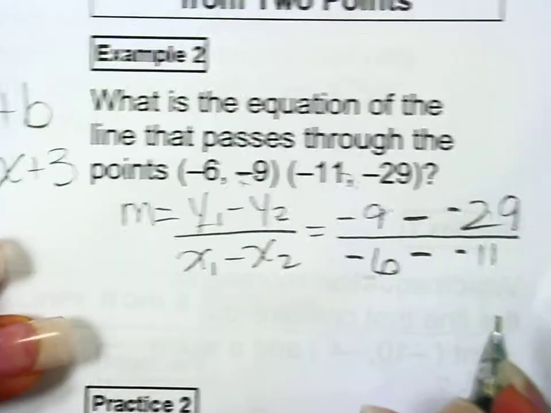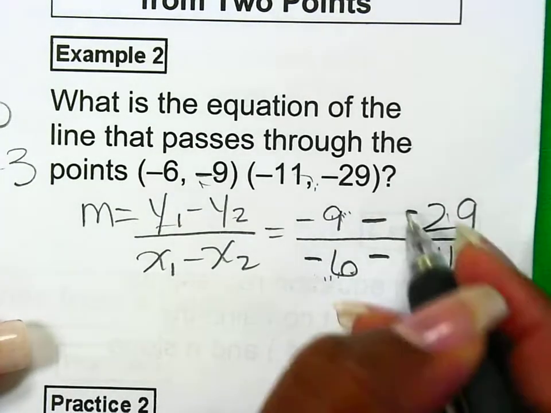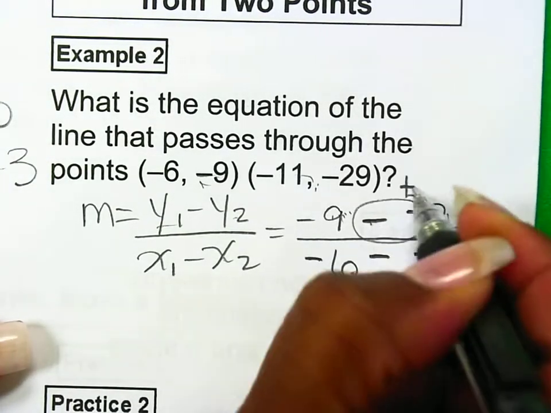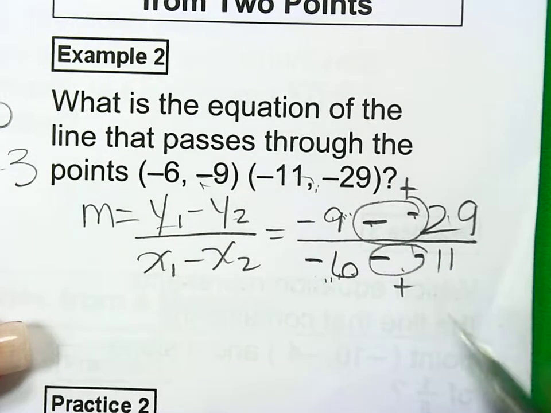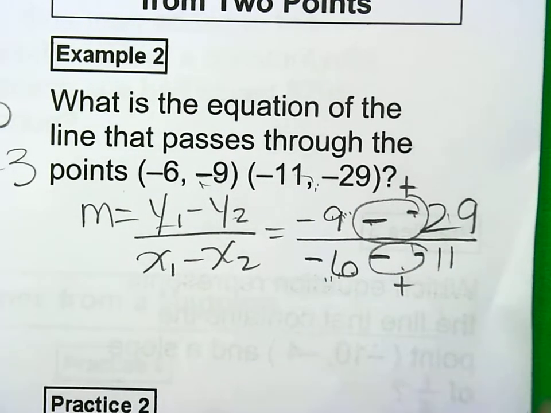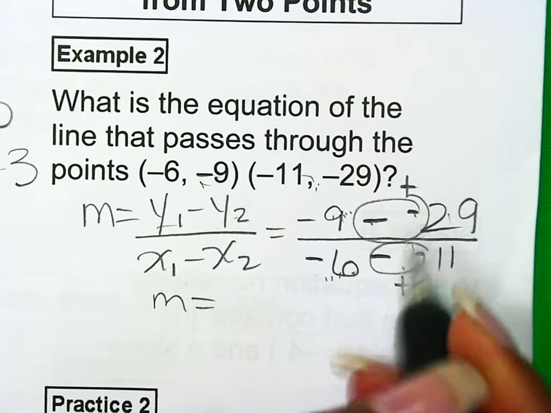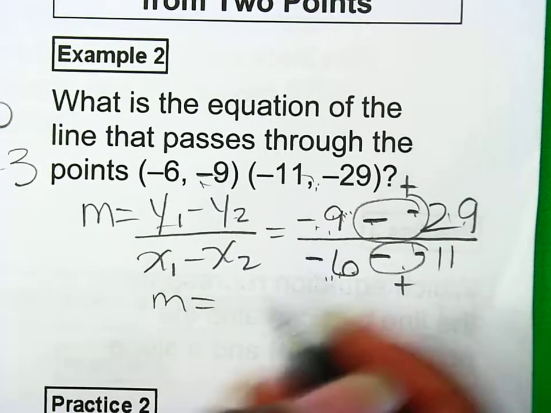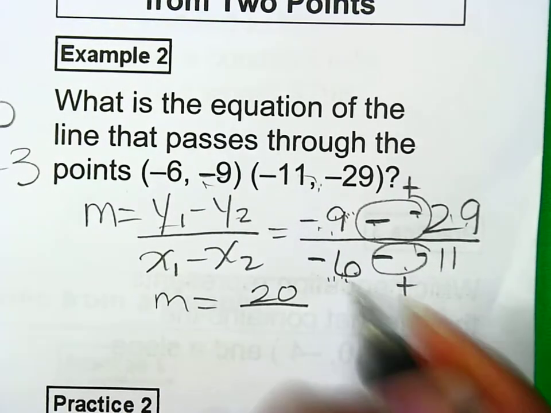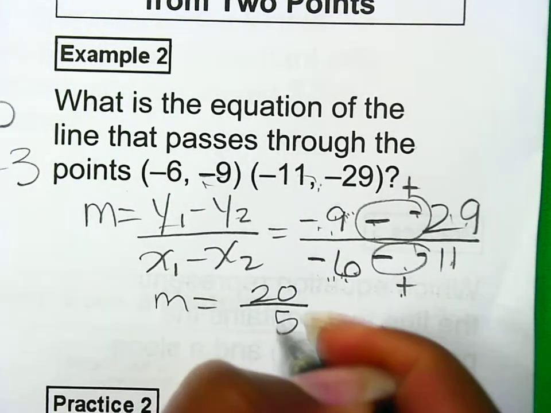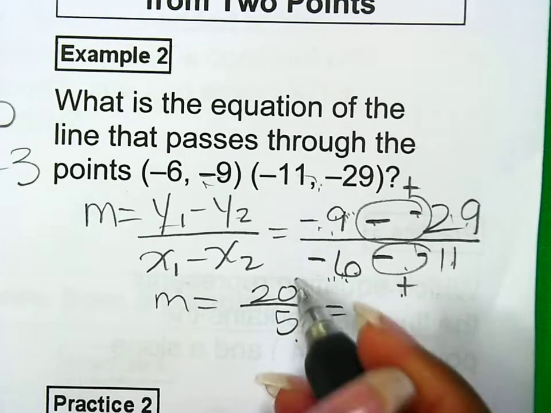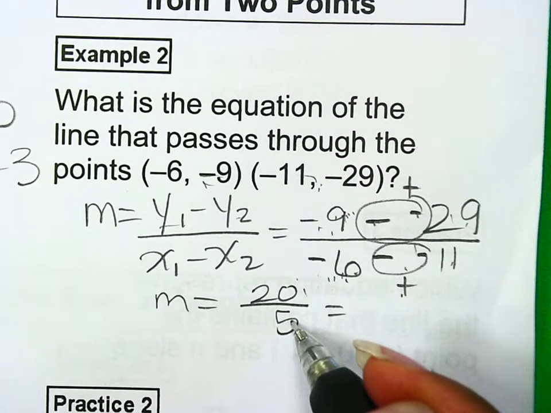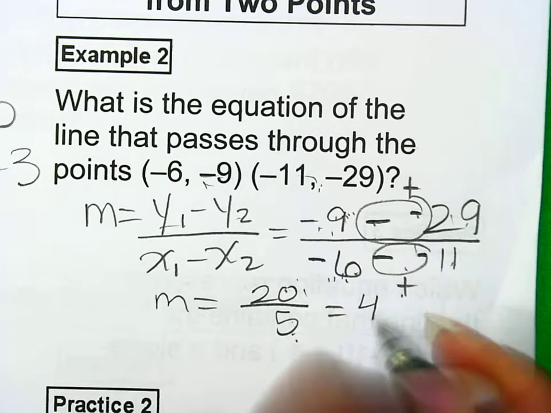So now I am going to simplify this to get my slope. This right here, a subtract a negative, that's positive. Subtract a negative is positive. So therefore, I have here that m, my slope, is negative 9 plus 29. Negative 9 plus 29 is 20. Negative 6 plus 11 is 5. You can't leave it without being simplified, whether it's a proper fraction or an improper fraction. So 20 divided by 5 is 4. So my slope is 4.